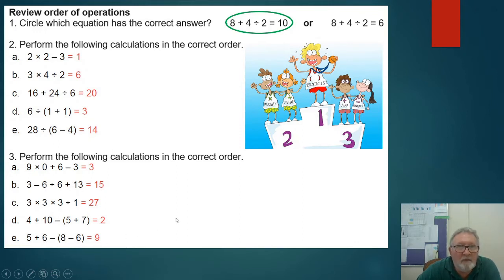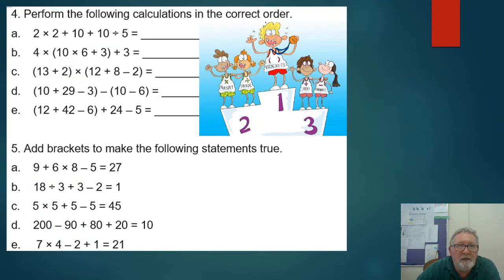All right, those you should be getting more and more confident with, so I hope you got all 10 correct there. All right, onto the new page. Again, use the picture if you need to. A bit more practice here, getting a little bit harder in exercise 3. So you're performing the calculations in the correct order, and then in exercise 4, and then the last exercise, you actually have to add brackets where they're needed to make the statement true.